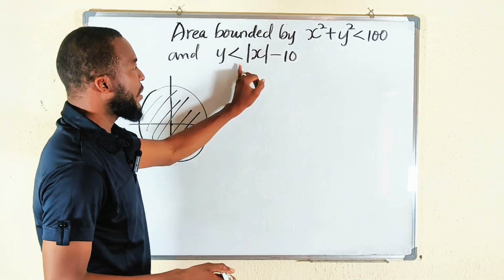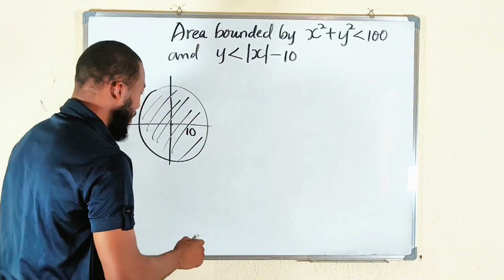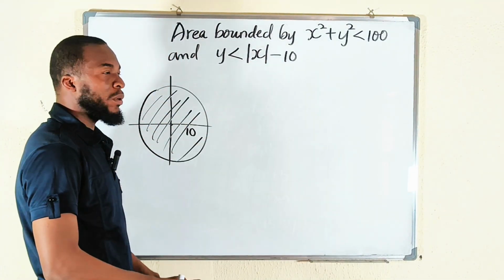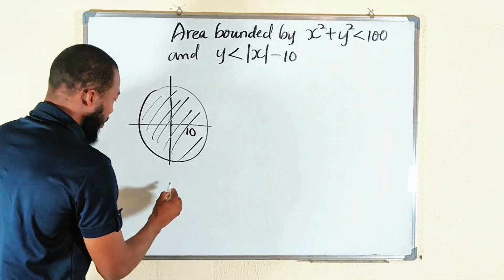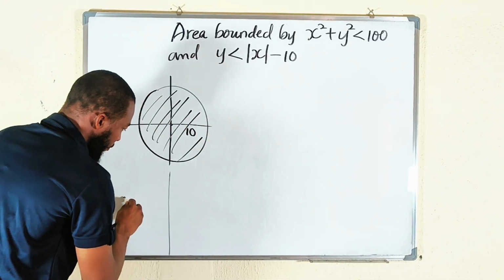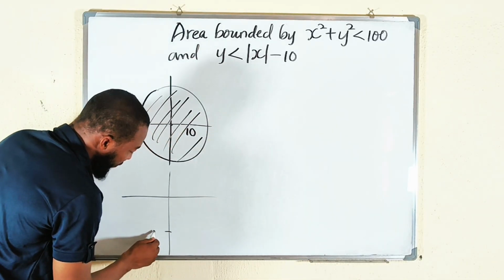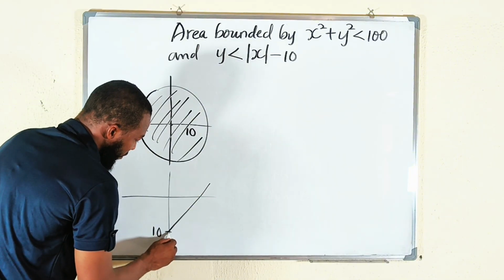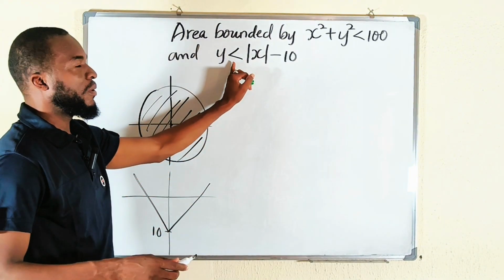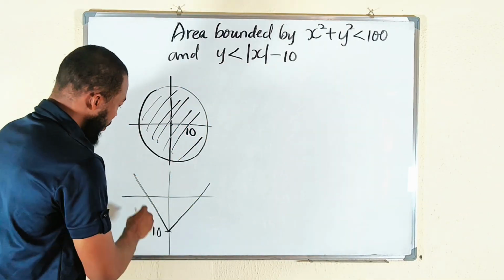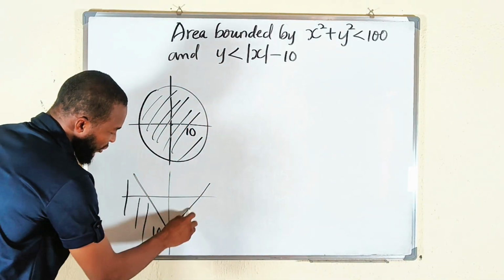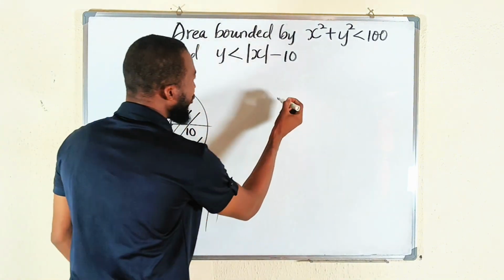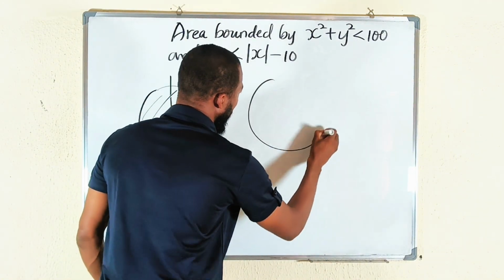And what about this one? You know how absolute value looks like? And because of this minus 10, it is going to shift the graph down by a unit of 10. So something like this. If you have negative 10 here, it is going to be like this. And because we have y less than, we're talking about the region just below the curve. So if you combine the two shapes together, you're going to form something like this.